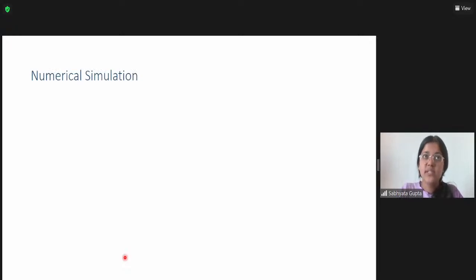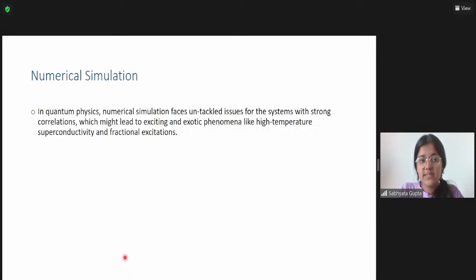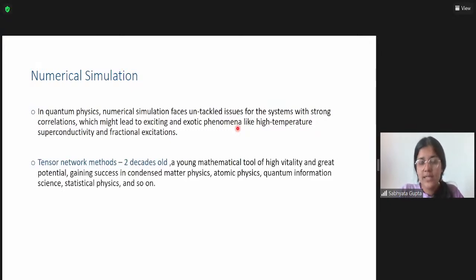Numerical simulation has been employed to solve different problems in different fields of science, mathematics as well, for many decades. But in quantum physics especially, numerical simulation faces untackled issues for systems with strong correlations. But many body systems with strong correlations lead to exciting physics and exotic phenomena like high temperature superconductivity and fractional excitations, etc.